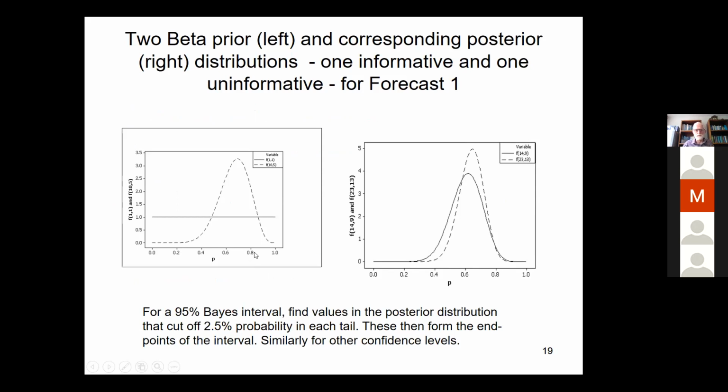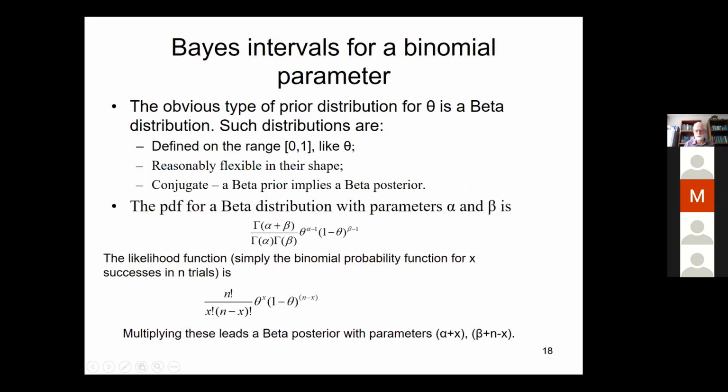Okay, so here's an example for forecast one. These two things over here on the left are two different prior distributions. The solid line says, I don't know anything. Theta along the bottom there could be anything between 0 and 1, and I don't have any reason to prefer one value to another. That's pretty unrealistic. You have some knowledge. So I've got another prior distribution here where I think it's probably likely to be centered somewhere around about 2/3, but it could be anywhere between about 0.4 and 0.85, 0.9.